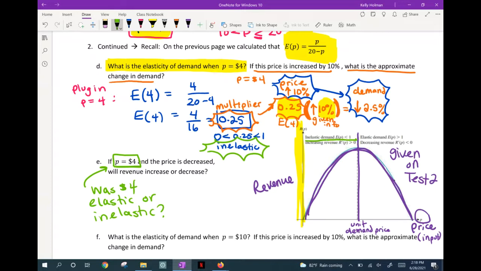If it was inelastic, that means we're going to be on the left side of this diagram somewhere. We don't even care where. Just somewhere there, we're going to be on the left side of that diagram. So I marked a generic point right here. Let's say that this was my $4. It doesn't even matter where it is. It just has to be on that side somewhere.